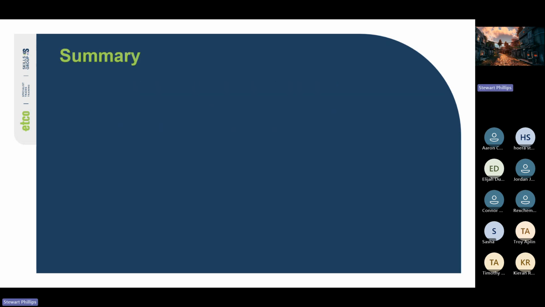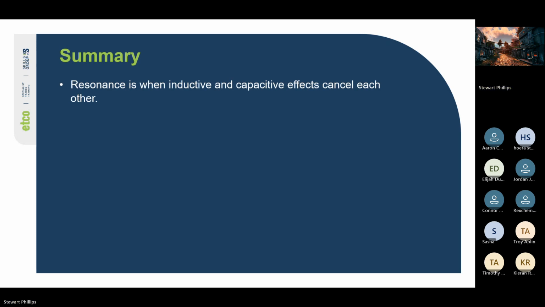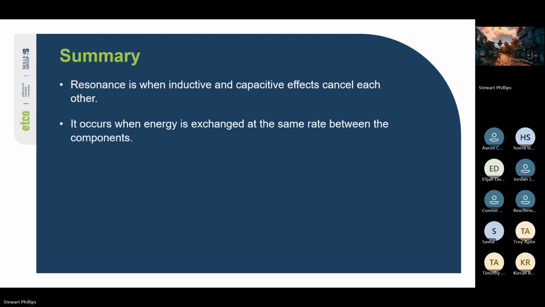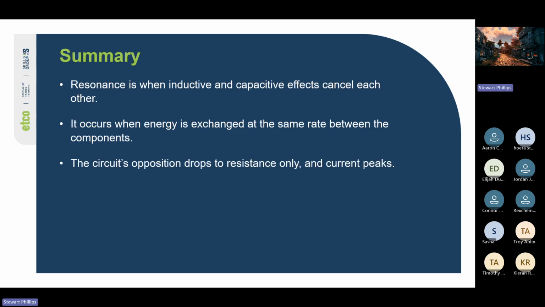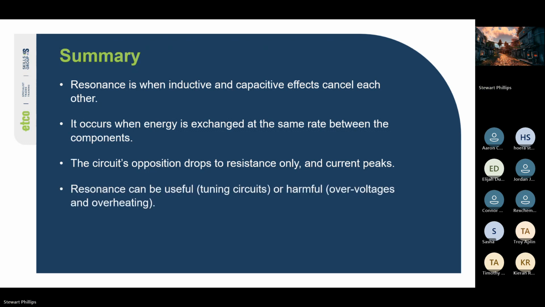Cool. So to summarize what we've gone over so far: resonance is when inductive and capacitive effects cancel each other. It occurs when energy is exchanged at the same rate between the components. So the circuit's opposition drops to resistance only, and our current peaks. It can be useful for tuning circuits, or harmful, causing overvoltage and overheating.